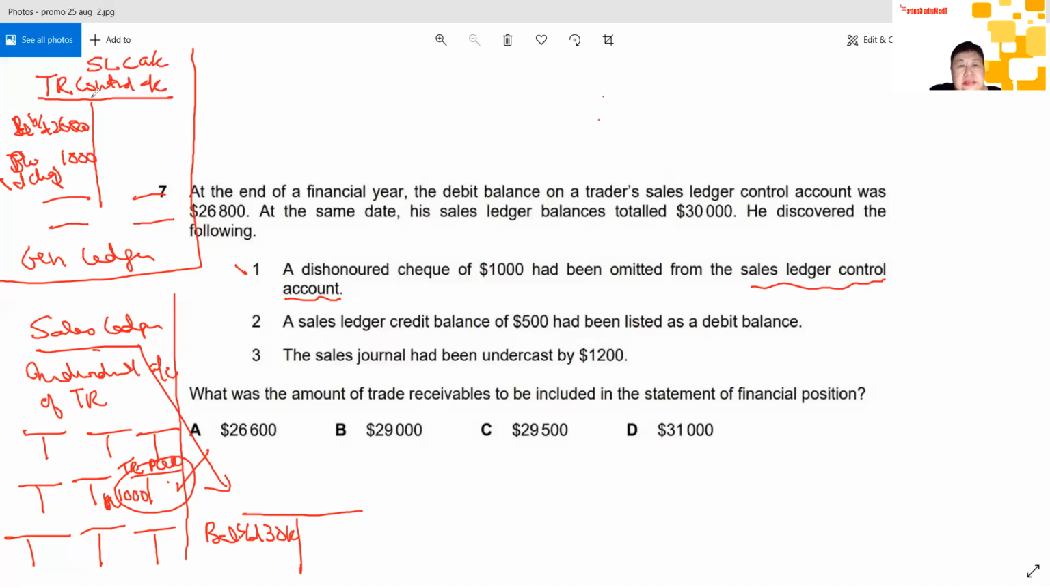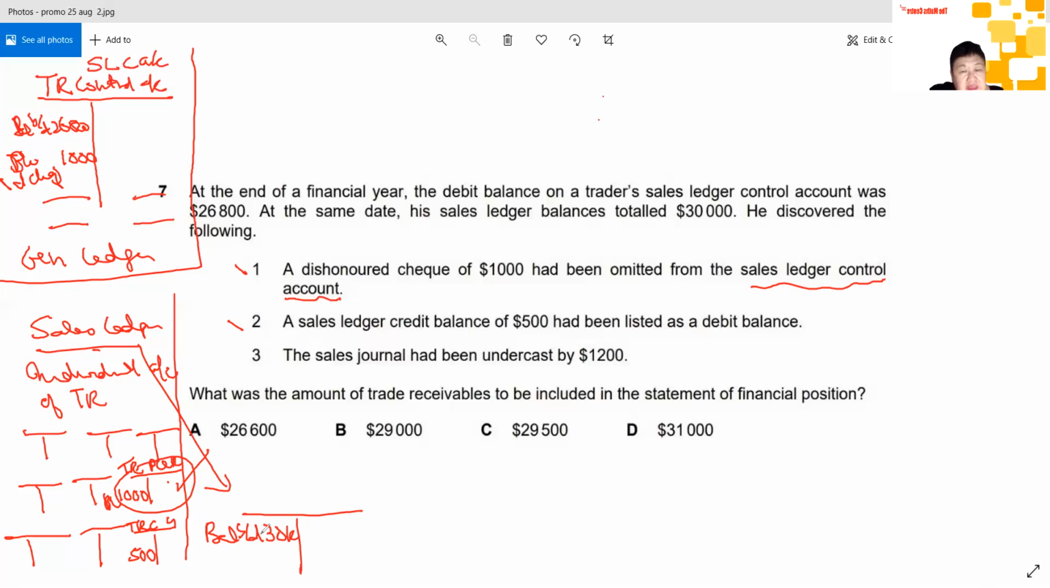Okay, cool. Next, a sales ledger credit balance of 500 has been listed as a debit balance. Here you have to be careful. Let's say there's a person who has a $100 balance here, another trade receivable, let's call it Y. So now this debit is wrong. It should be credit.